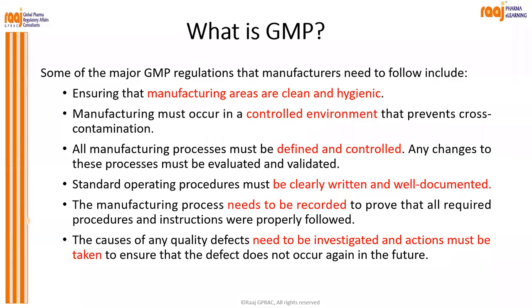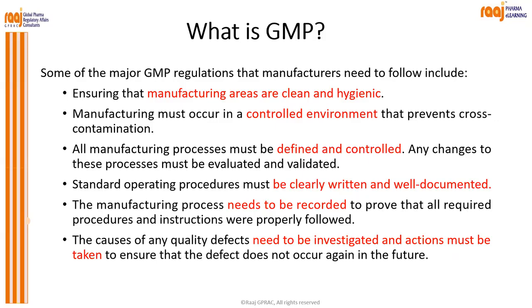So what is GMP? By now you must have understood: ensuring manufacturing areas are clean and hygienic. We should have a controlled environment. Then we should have defined and controlled manufacturing processes. And if you make any changes in the process, it has to be validated again. The change control and the CAPA system should be well in place. Then SOPs must be clearly written and well documented. Then the manufacturing process has to be recorded. As I said, the flow chart and the critical points, everything should be identified. And the work instruction is also to be given.